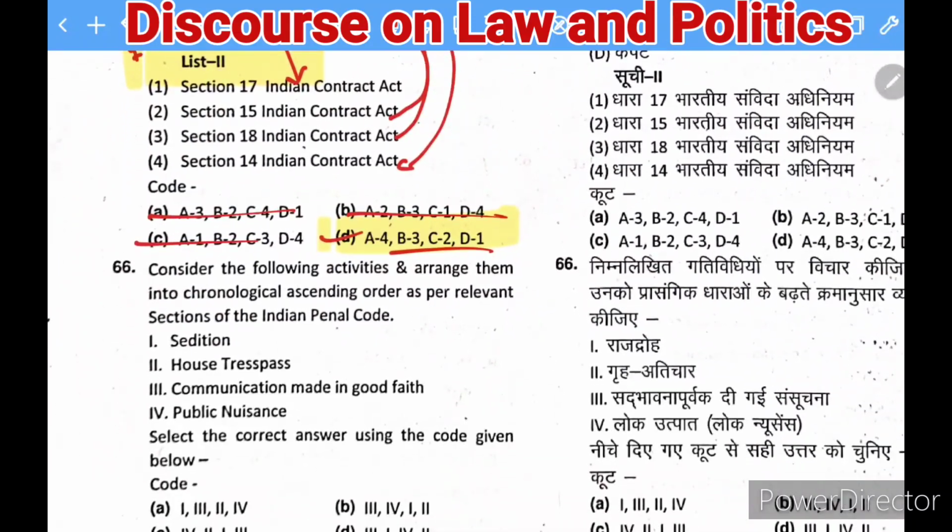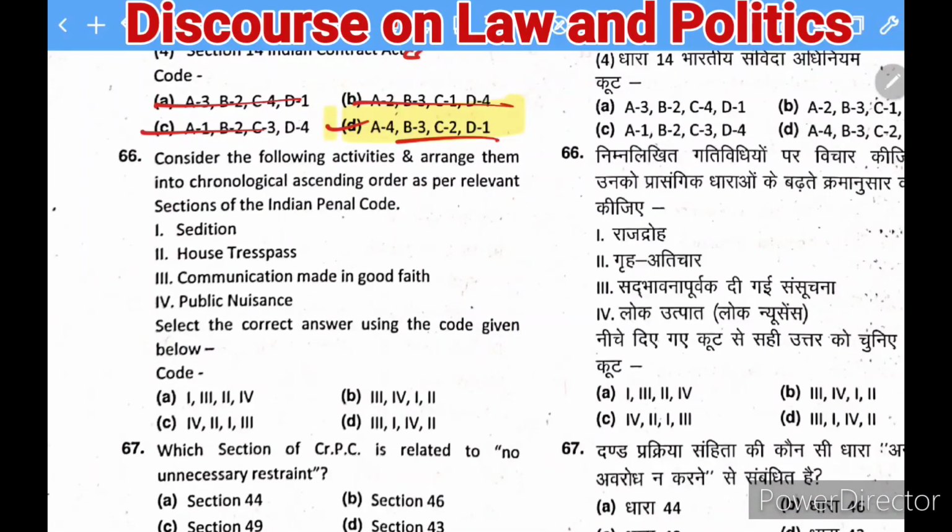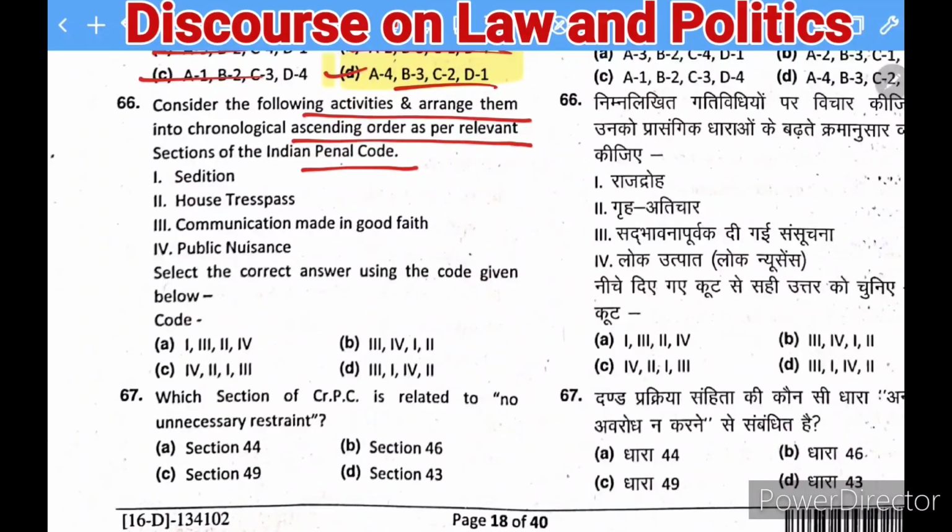Now moving to the next question. The question is: consider the following activities and arrange them in chronological ascending order as per the relevant sections of the IPC. Okay, so we need to start from the first to the last one. The provisions of the IPC given here, as you can see, are sedition, house trespass, communication made in good faith, and public nuisance. So let's start one by one here.